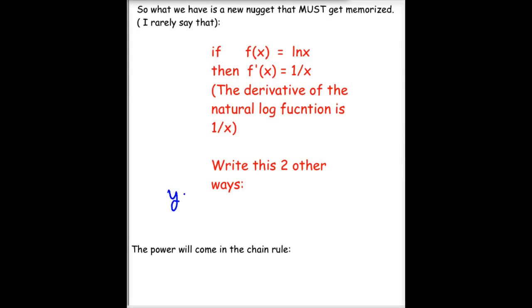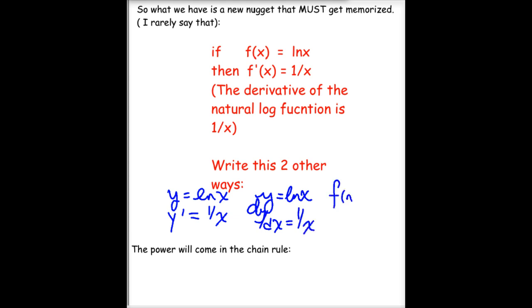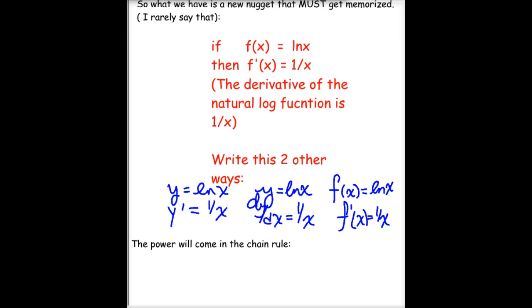We could say if y is equal to ln x, then y prime is 1 over x. Or if y is equal to ln x, then dy dx in Leibniz notation is 1 over x. Or, if f of x is natural log of x, then f prime is 1 over x. This is all the same stuff.